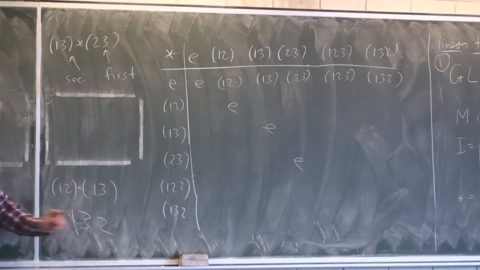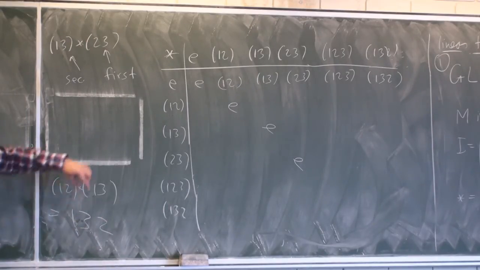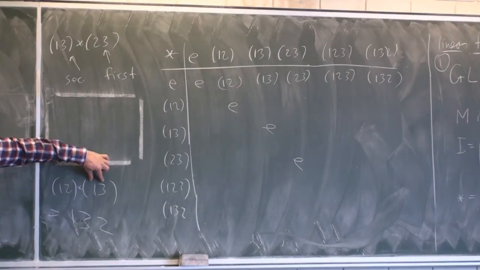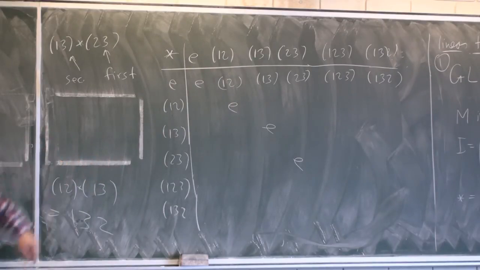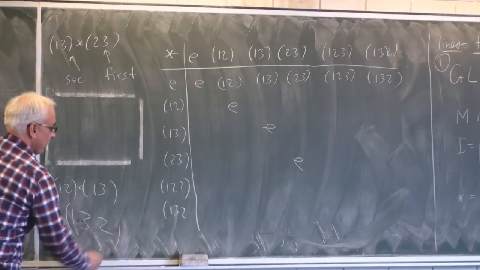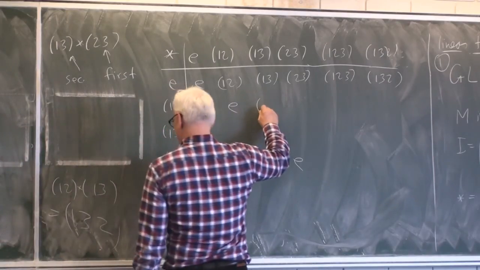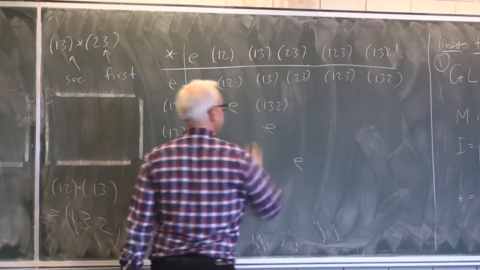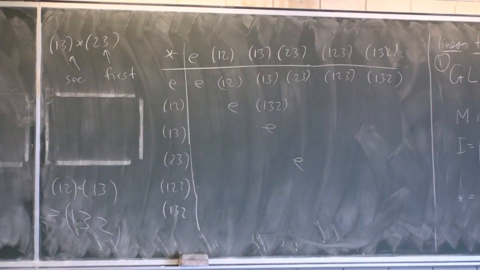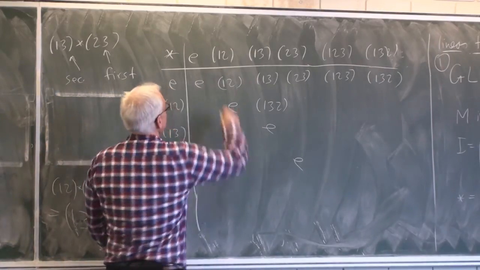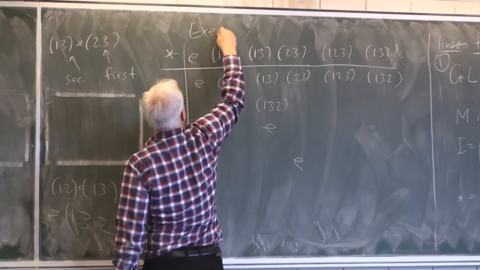And just to check what happens to the thing that was in the second position, here it's not moved, and here it's sent to 1. So it closes up, and we get 1, 3, 2. So I've just calculated 1, 2 times 1, 3. It's 1, 3, 2. All right, so it was an excellent exercise to complete this table.